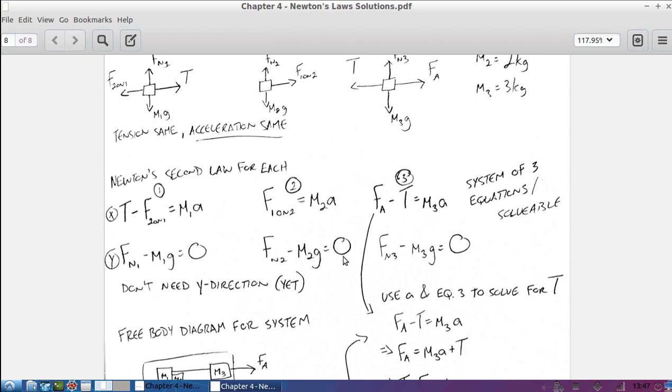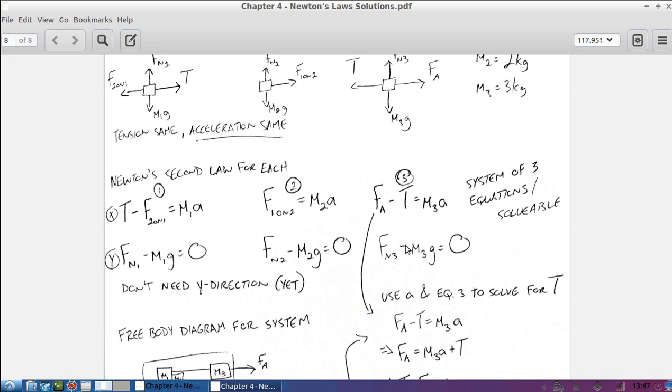Normal minus gravity is 0. None of this stuff we need right now. But again, add the gravity terms to both sides, you can get an expression for the normal force. Don't need it now, but it's still going to come in handy.